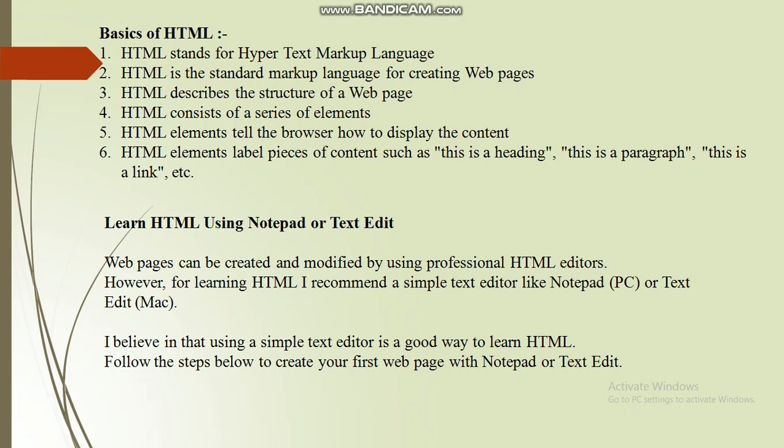Next, HTML elements tell the browser how to display the content. Next point, HTML elements label pieces of content such as this is a heading, this is a paragraph, this is a link, etc. So likewise we will do some examples to see how the HTML elements label pieces of content, as written in point number 6.